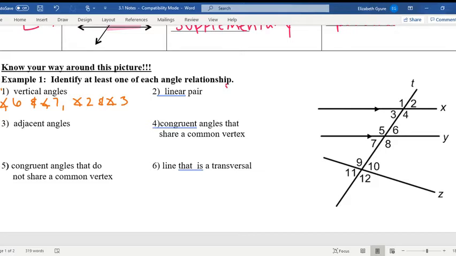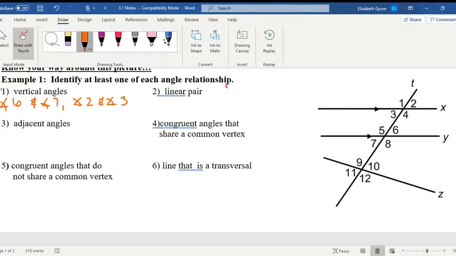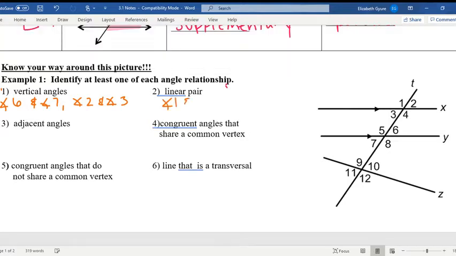Angle 1 and angle 3. Thank you, Gannon. Absolutely. Angle 1 and angle 3 right here. They are adjacent, and we have our opposite rays going on. Very good. So angle 1 and angle 3. Okay, now that we have an example, can anyone name another pair?